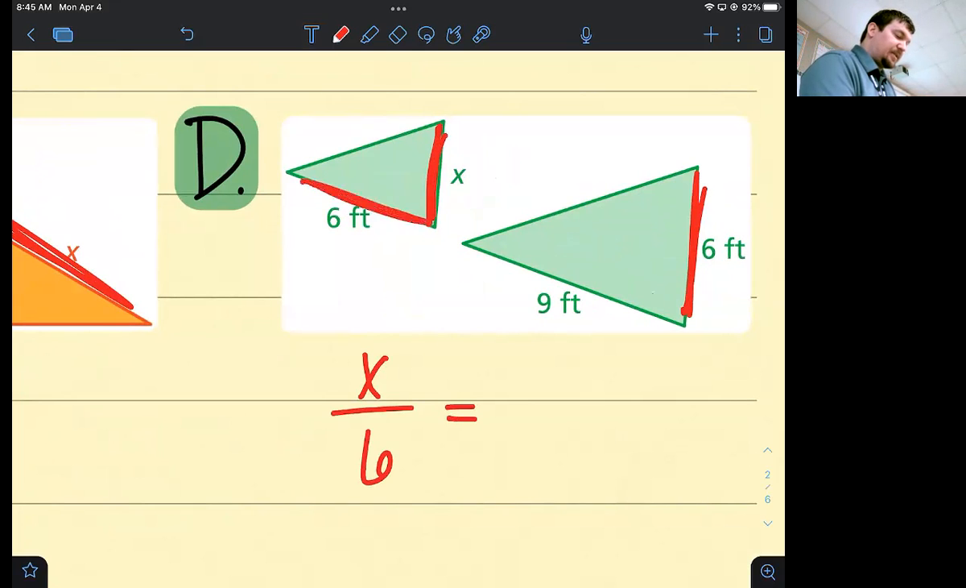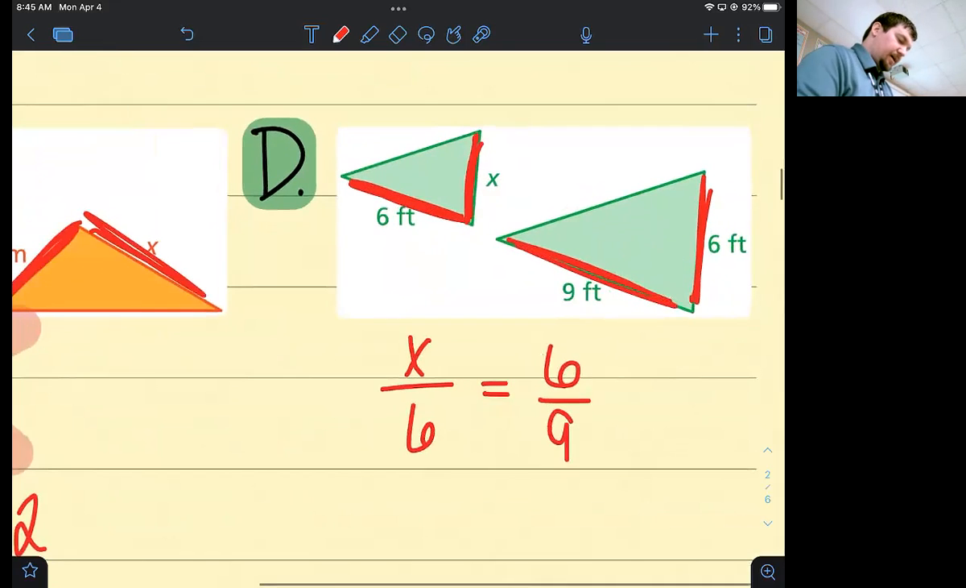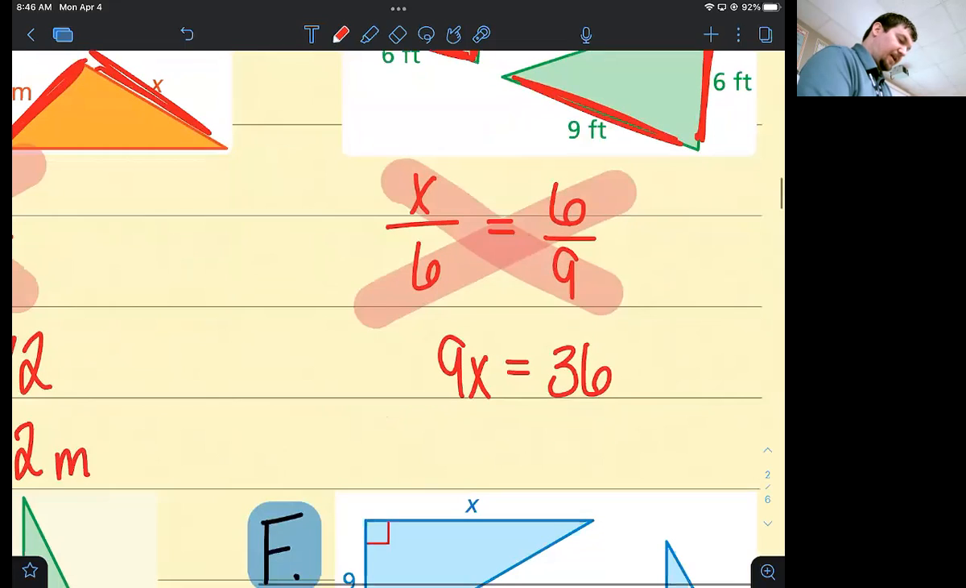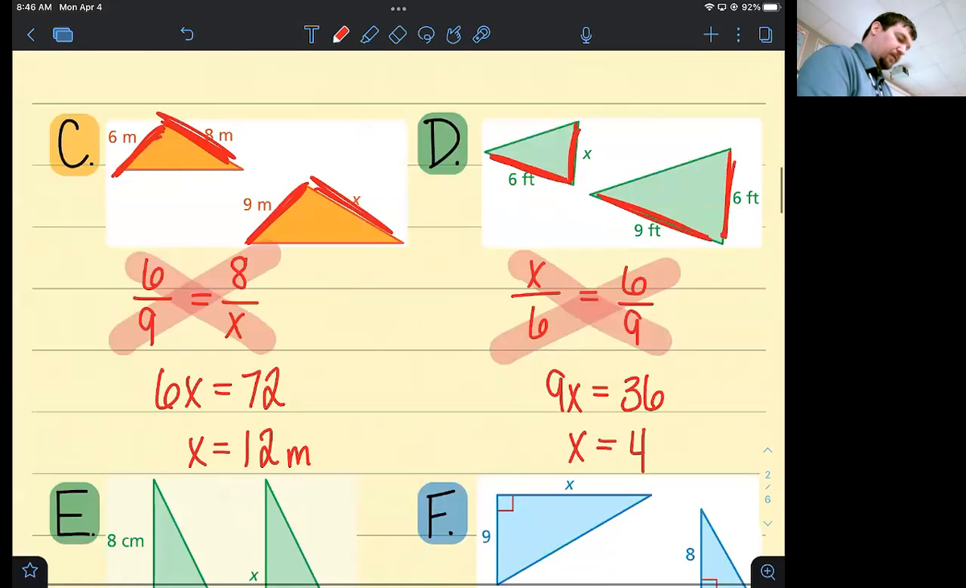Okay, what about the 6 on the left triangle? What's it match with? The 9 on the right triangle. And so I get this proportion here that I can cross multiply. I'm going to get 9x. And what's 6 times 6? 36. Can you divide by 9 and tell me what 36 divided by 9 is? 4. And we're measuring in what in this problem? Feet, 4 feet.